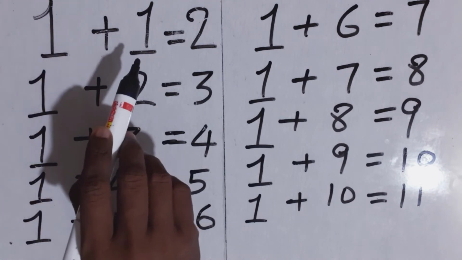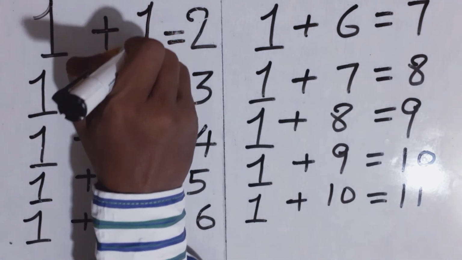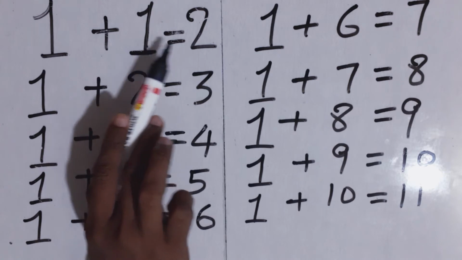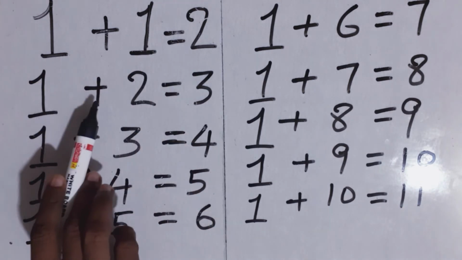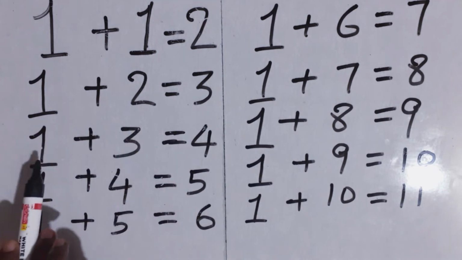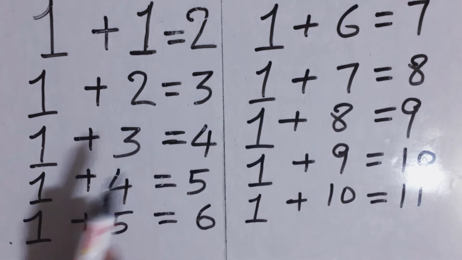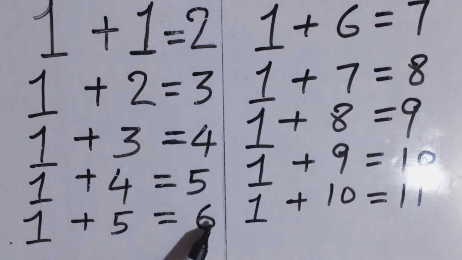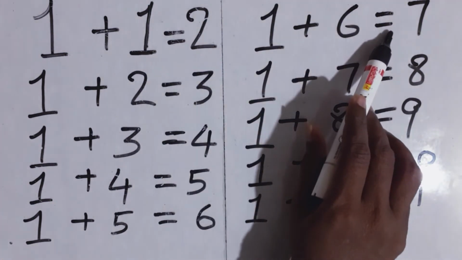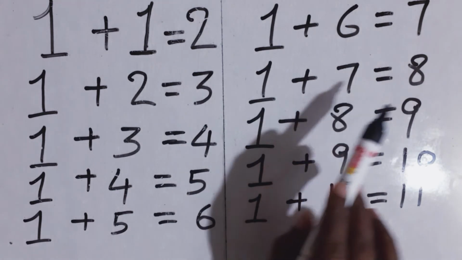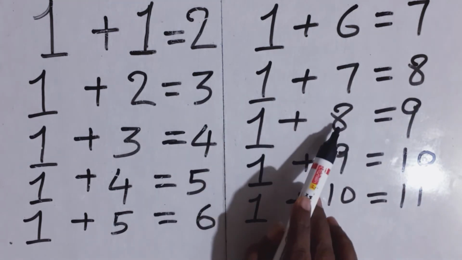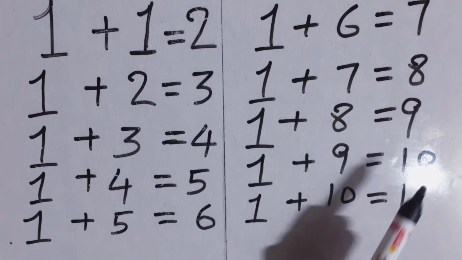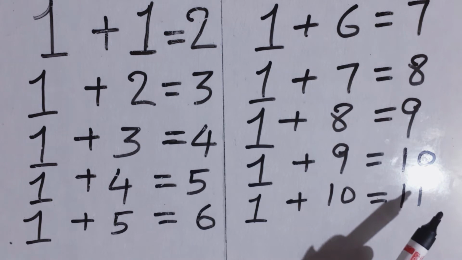Once you read this table, dear children: 1 plus 1 is equal to 2. 1 plus 2 is equal to 3. 1 plus 3 is equal to 4. 1 plus 4 is equal to 5. 1 plus 5 is equal to 6. 1 plus 6 is equal to 7. 1 plus 7 is equal to 8. 1 plus 8 is equal to 9. 1 plus 9 is equal to 10. 1 plus 10 is equal to 11.